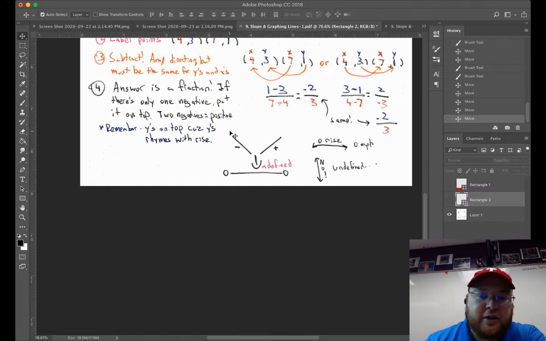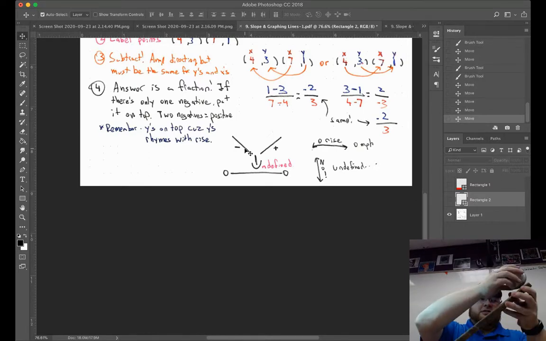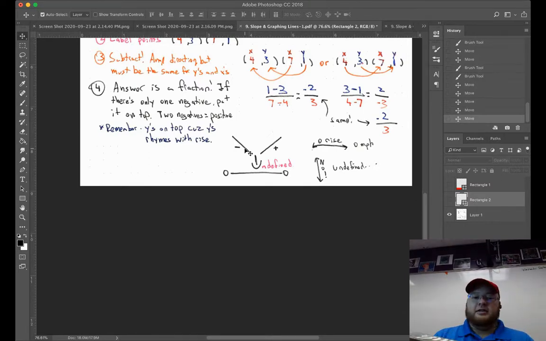Basically, if it goes down and to the right, it's a negative slope because you're going downhill. The way I like to think of it is you've got a ball going downhill. This way it's positive. You're going uphill. It's going to take extra work to go up, so it's positive because you're getting a workout right there.